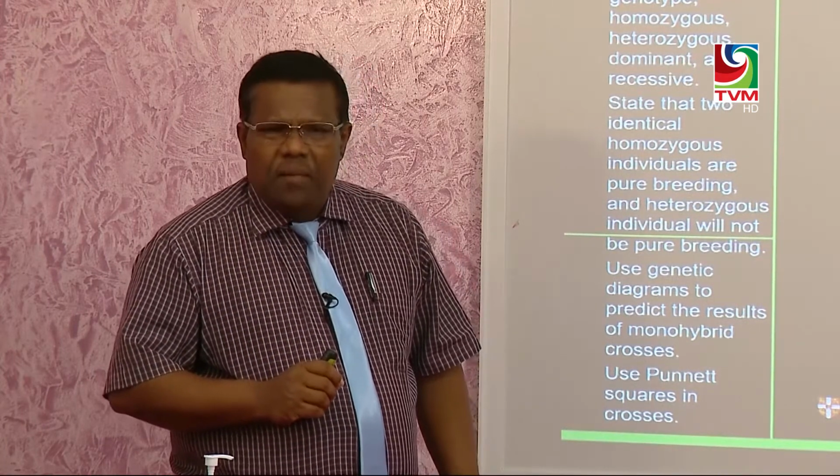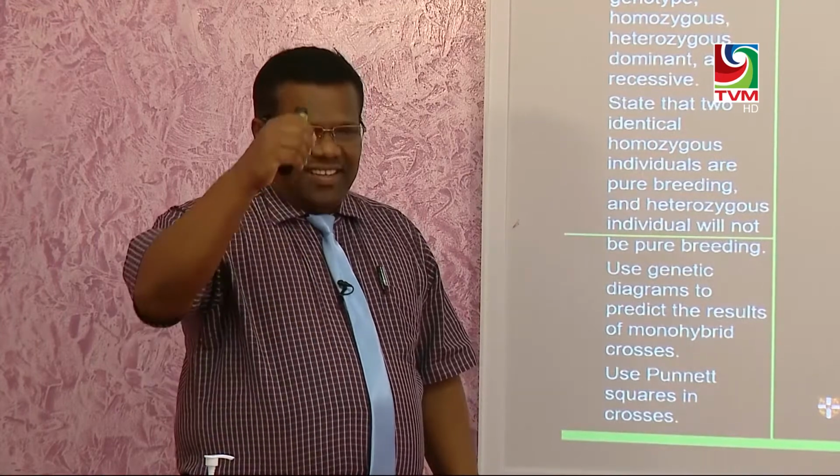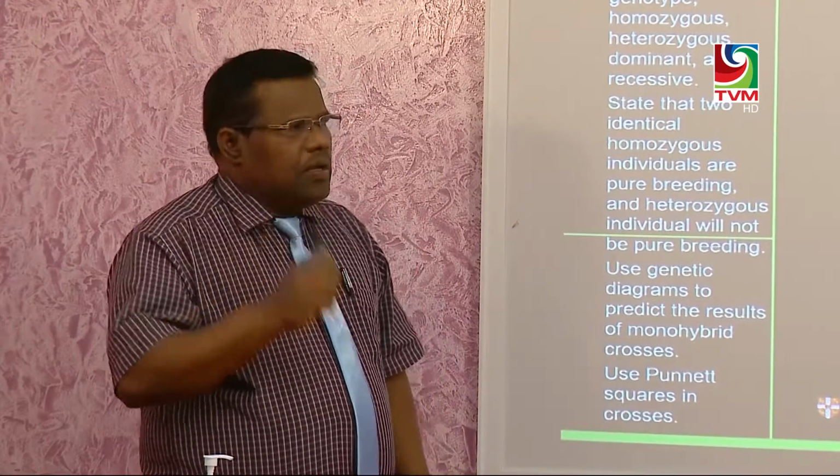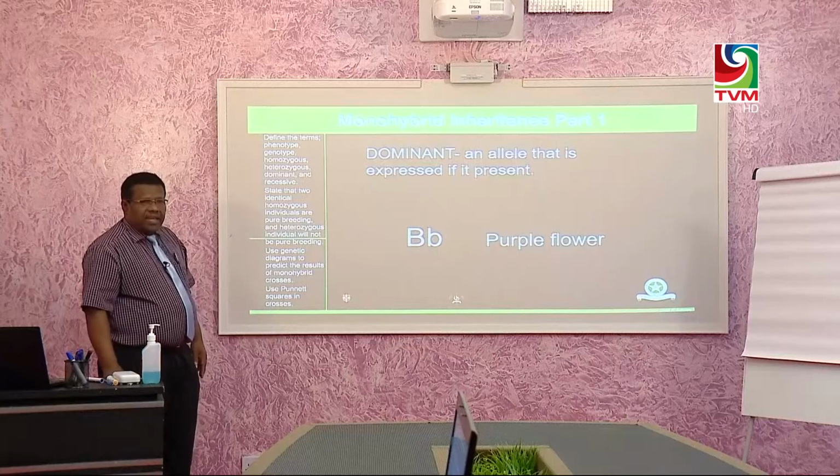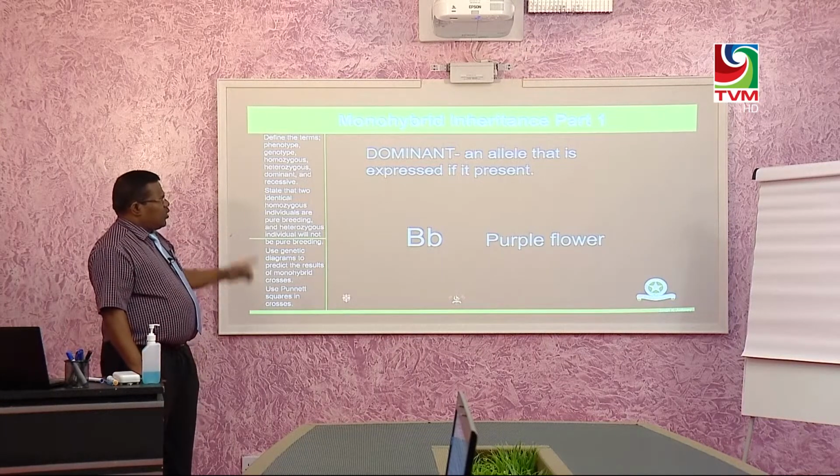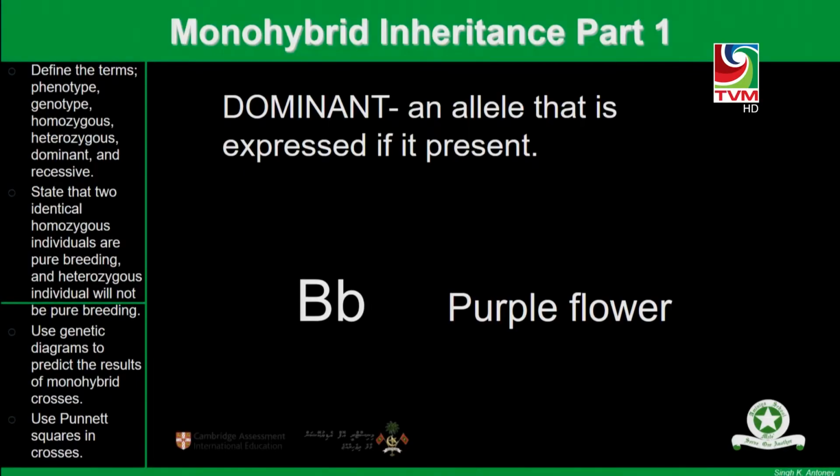When capital B and small b are there together, that means the flower will be purple. That means the allele capital B is being expressed. The dominant allele is expressed. So a dominant allele is an allele that is expressed if it is present. That is how it is defined in your syllabus.